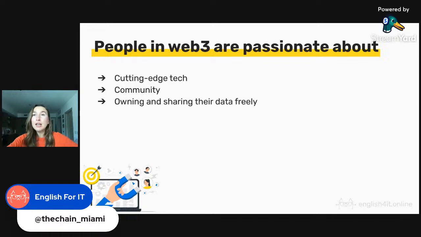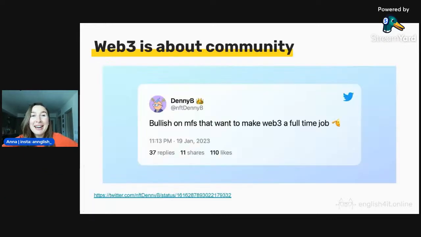And another thing is that, like I said, people in Web3 are passionate about the fact that you can own your data, you can share your data, and you have all the records on blockchain. Technically it's all transparent. I mean, it's supposed to be transparent, right? So Web3 is about the community, like I said. And now, for a lot of people, Web3 is a side gig. It's a side thing that they do.